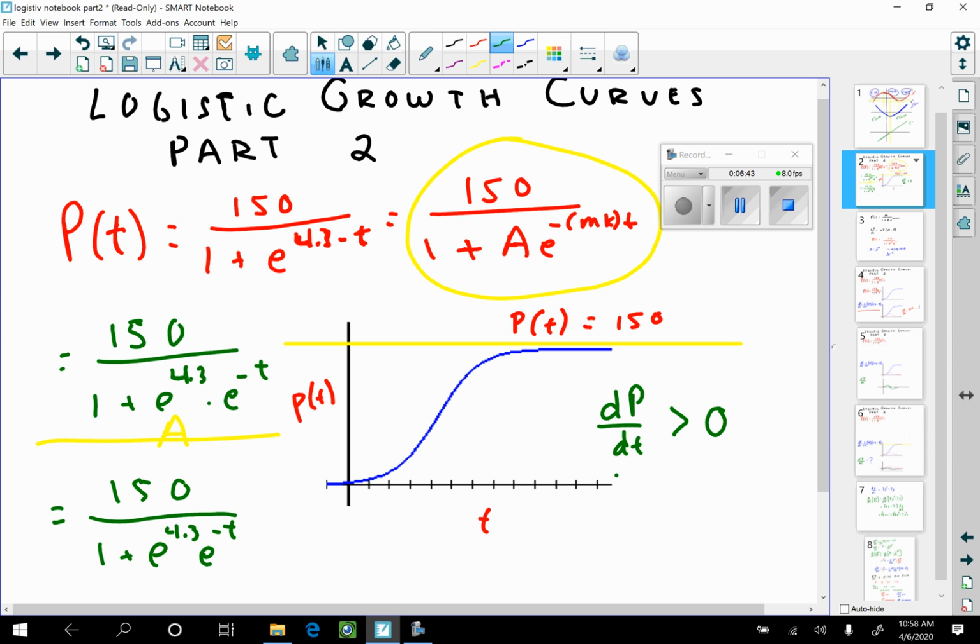And what's funky about a logistic differential equation, what's funky about dP/dt, is this is normally given in terms of the population. This is not given as a function of t. This is given as a function of population, which is going to present some problems, but we're going to clean them up today.